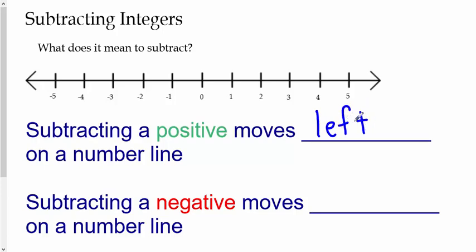But if I subtract a negative, if I take away something bad, like owing somebody money, and if that person takes away that debt from you, that means you've actually got more money. You're gaining. Or if something bad happens and it gets taken away, you feel better. So you're going to move up the number line. That's going to move right on the number line. So subtracting a negative moves right on the number line.